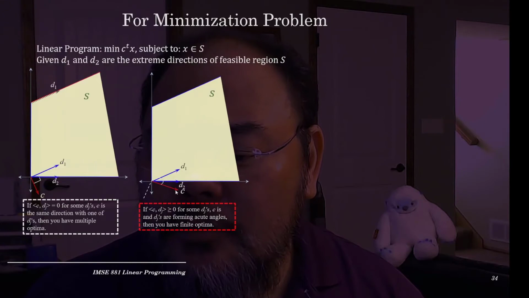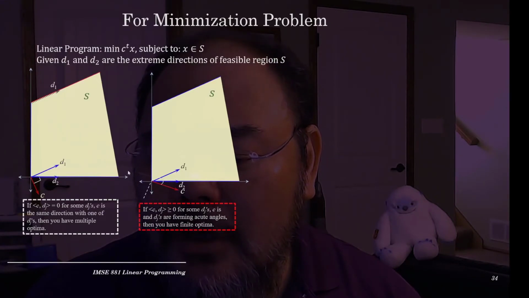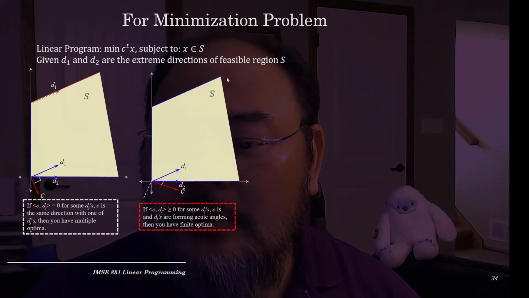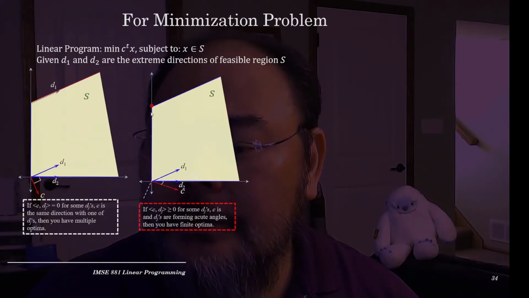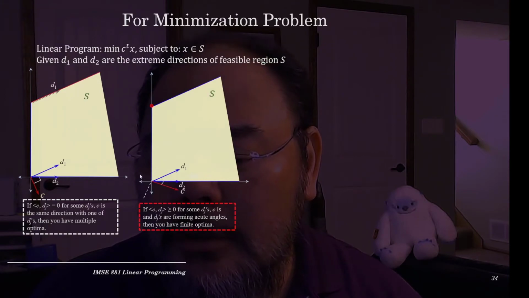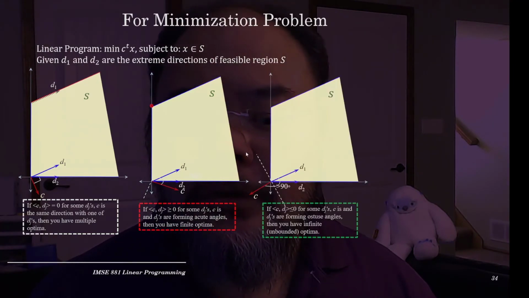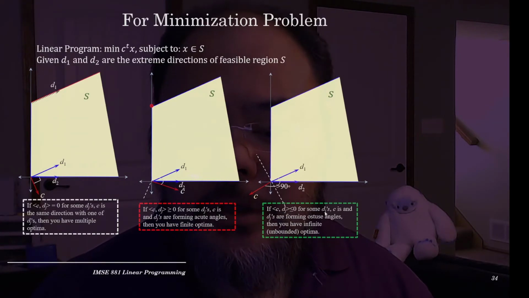Why is that? Because we're pushing in the reverse direction of the C, therefore anything along these two extreme directions will not matter, and your optimal solution could be one of these corner points defined by the boundary region. And this unbounded region does not affect you because we're pushing in the reverse, opposite direction of D1 and D2. That's the second condition.